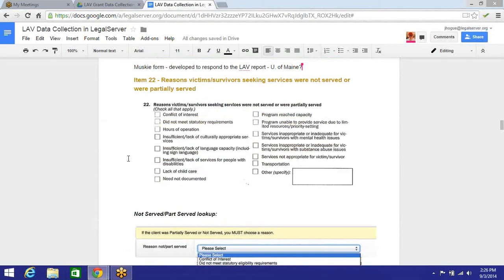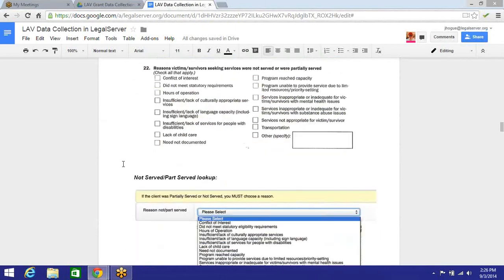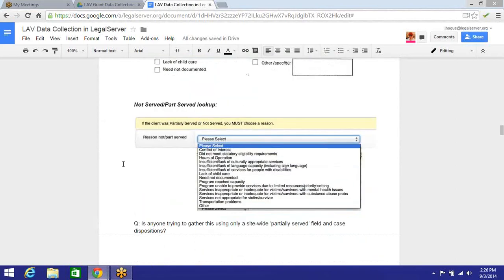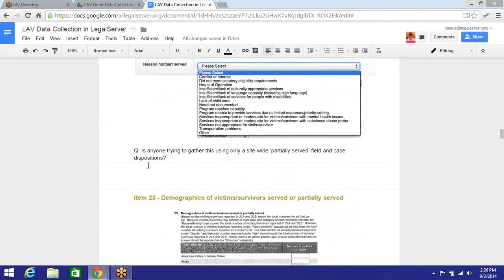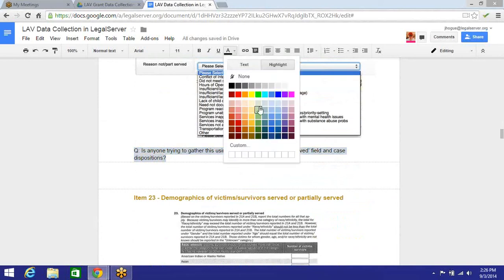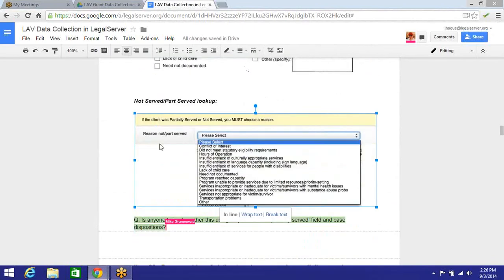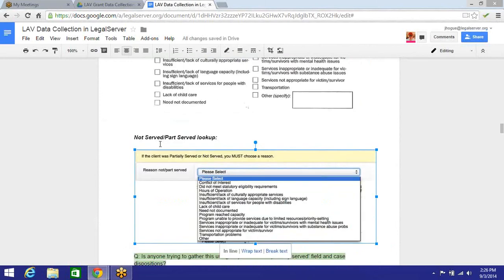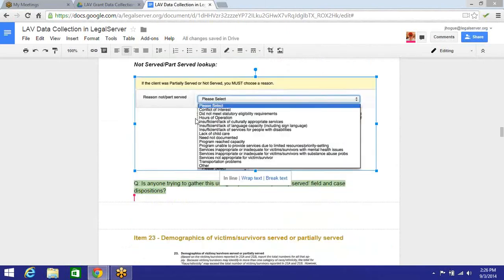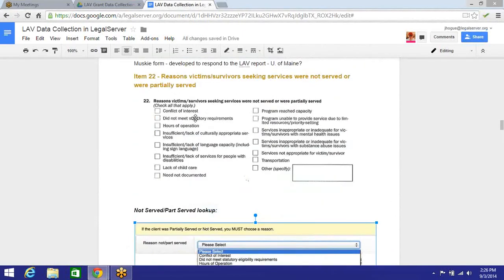So reasons not served or partially served. This is its own lookup in LegalServer. I don't think there's anything especially complicated about this. I'm guessing the answer to this question is no, but I did wonder whether anyone was also collecting this outside of LAV. Is anyone collecting this information for non-LAV clients? No? Okay. It has some parallel with the LSC rejection reasons, but it's a bit different and a bit more granular. So are there any questions or issues with that? I think that one's pretty straightforward.